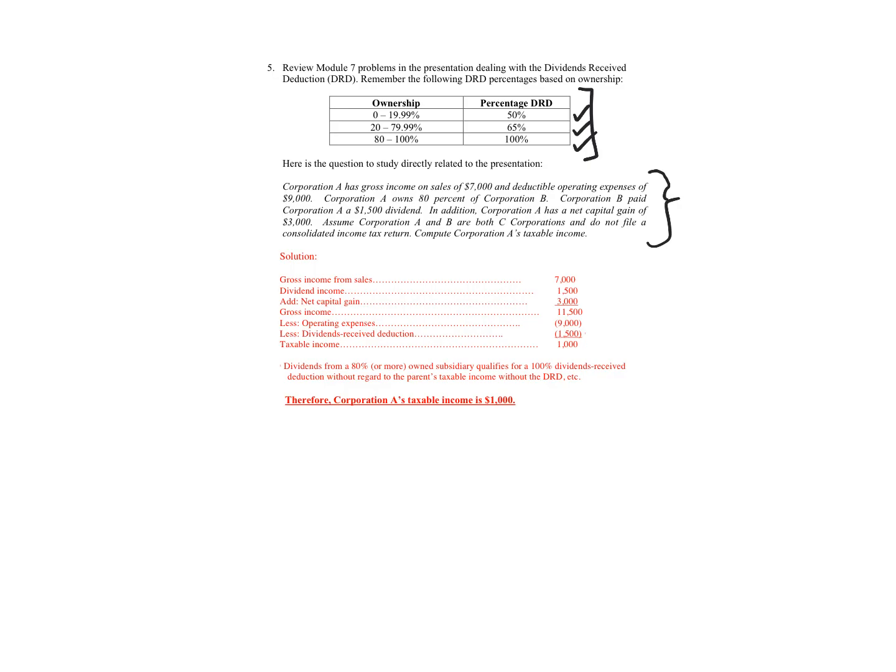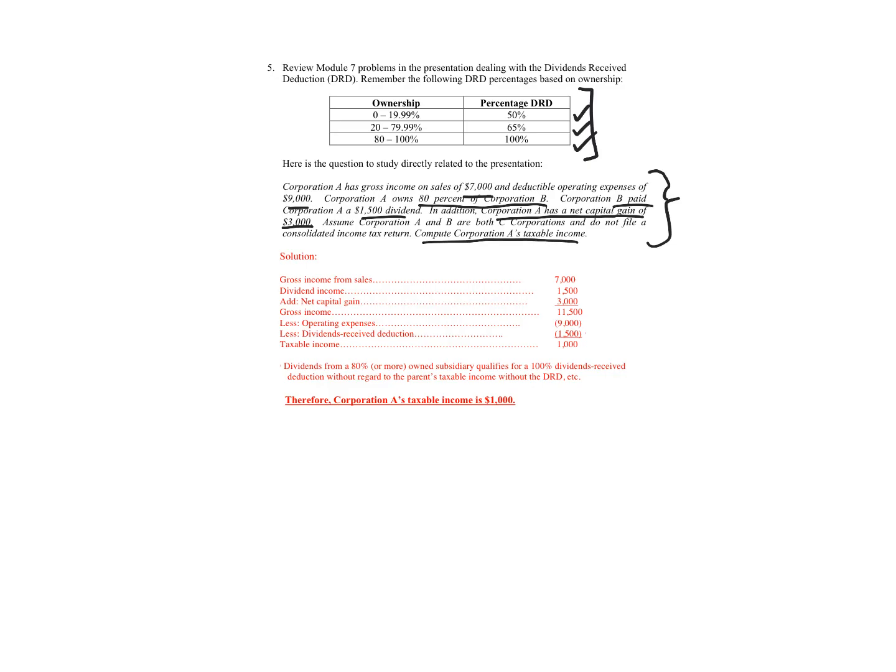So Corporation A has gross income on sales of $7,000 and deductible operating expenses of $9,000. Corporation A owns 80% of Corporation B. Corporation B paid Corporation A a $1,500 dividend. In addition, Corporation A has net capital gain of $3,000. Assume Corporation A and B are both C corporations who do not file a consolidated income tax return. Compute Corporation A's taxable income.